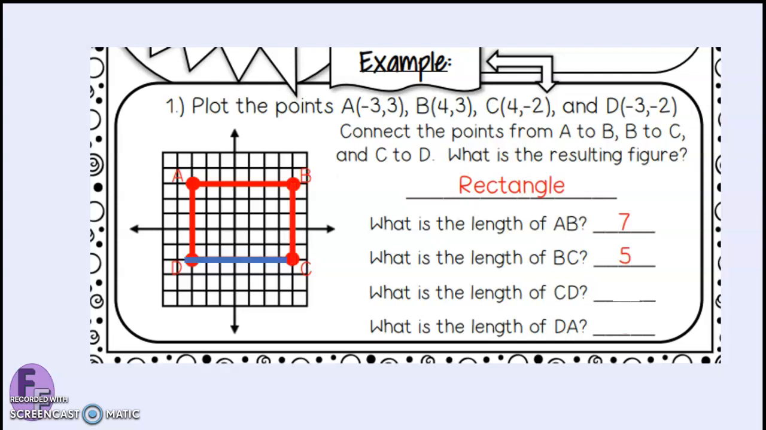C to D is a repeat of A and B. They are congruent sides, so it is also 7. And D to A is a repeat of B to C for a length of 5.